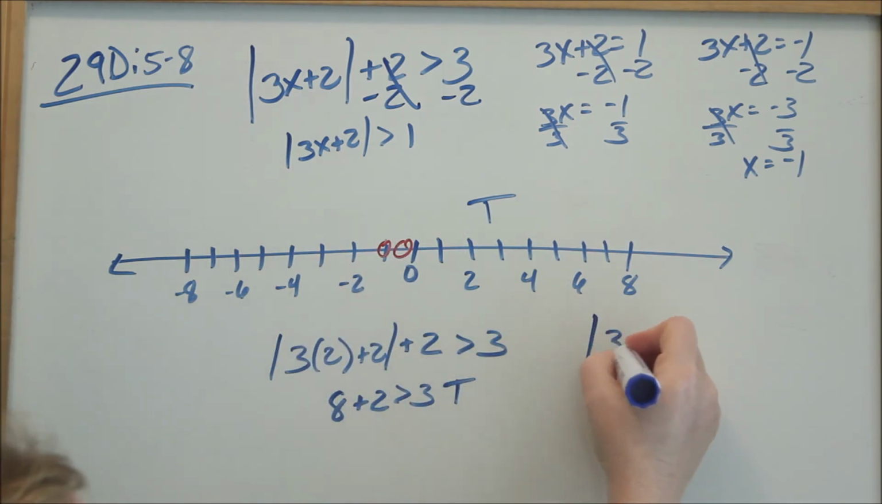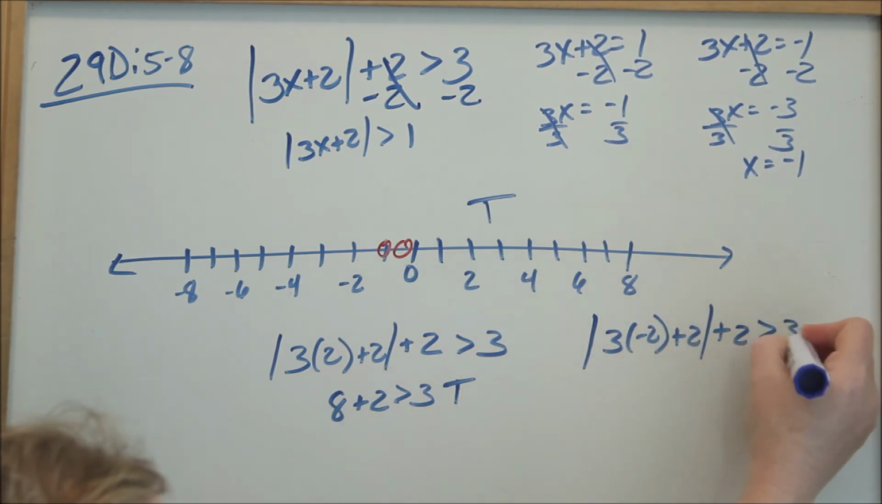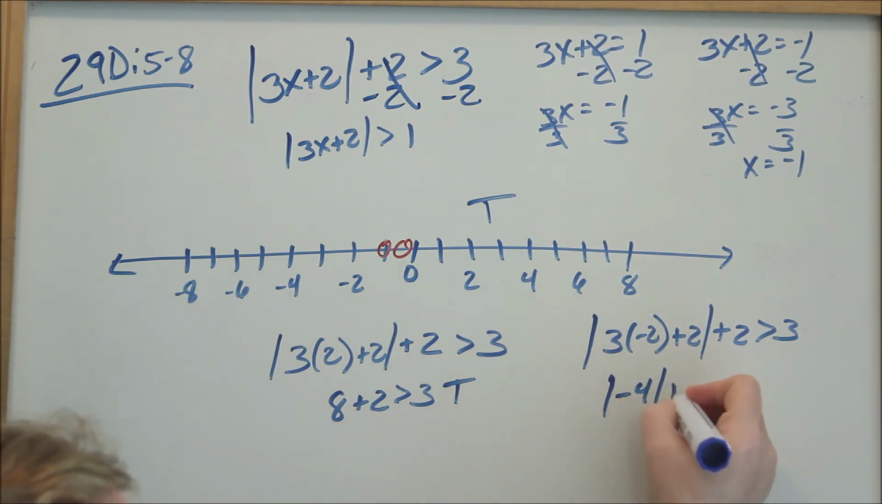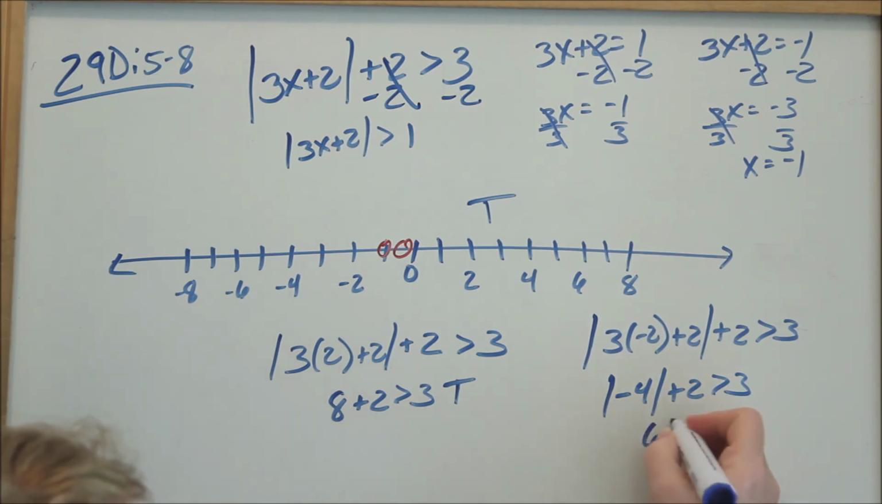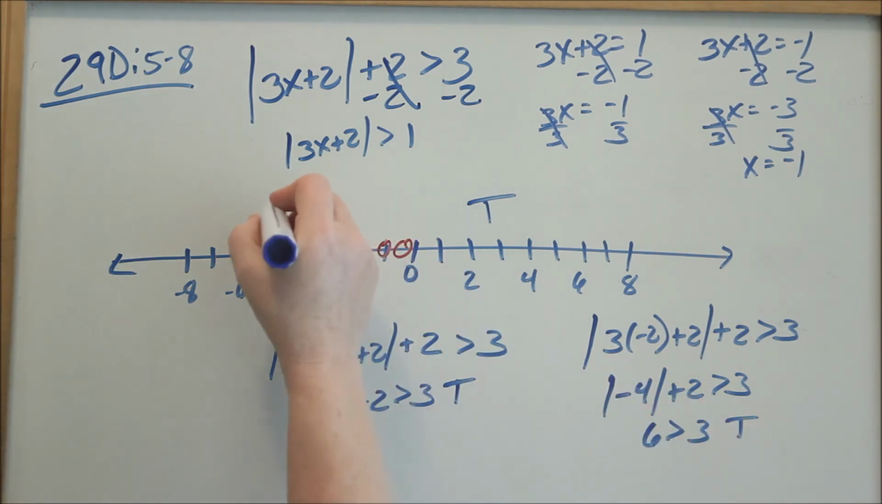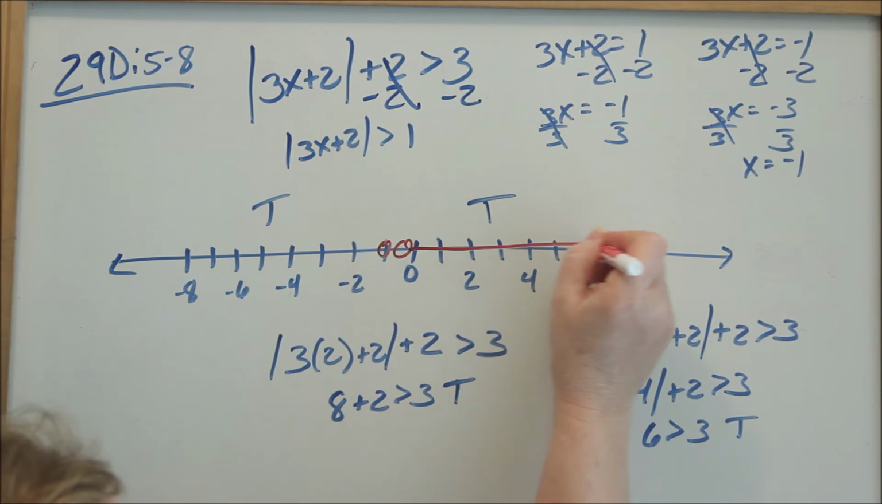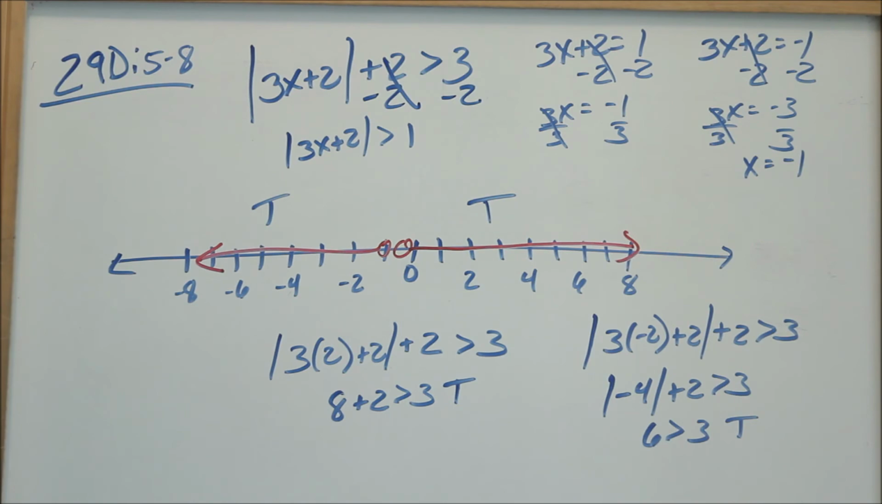So the absolute value of 3 times negative 2 plus 2, okay, that's the original equation, putting in negative 2 for x. 3 times negative 2 is negative 6. Negative 6 plus 2 is a negative 4. The absolute value of negative 4 is a positive 4. Plus 2 is 6, greater than 3. That is a true statement. So that was true. That means that if I was to pick a number in between those 2 points, it would be false. So therefore my answer is everything outside these points, going that way. That would be your solutions.